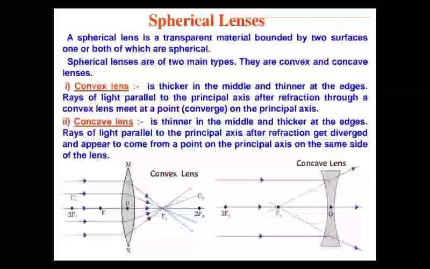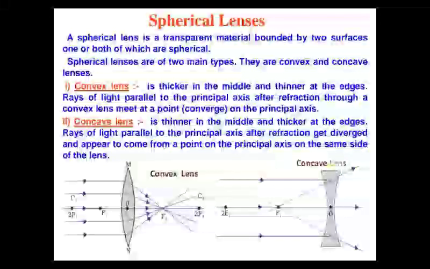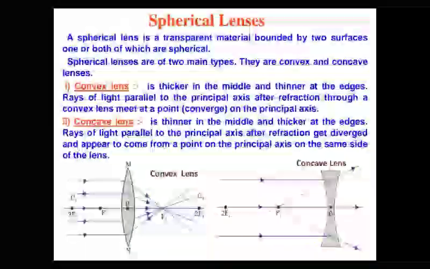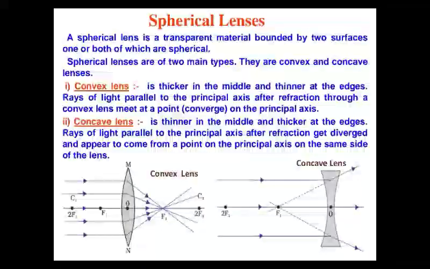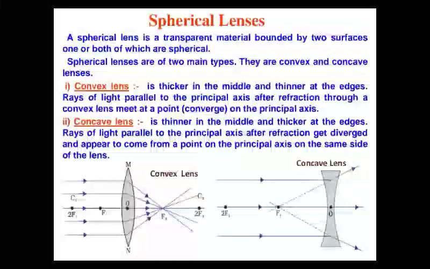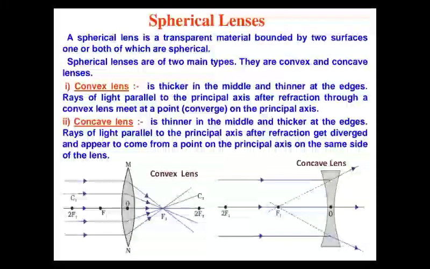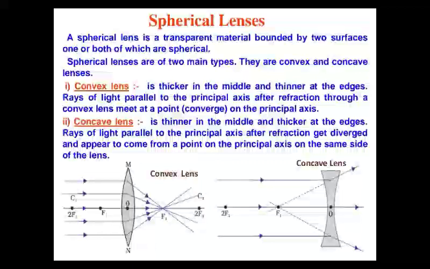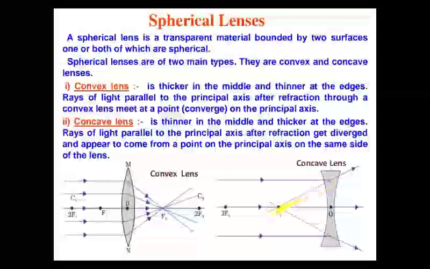And in a concave lens, as it is thinner at the middle and thicker at the edges, the rays of light which are parallel to the principal axis get refracted. This is glass, it is air, and when light goes from air to glass, it bends towards the normal. So it diverges actually, but it appears to come from a point which is on the principal axis, that is, from the focus.